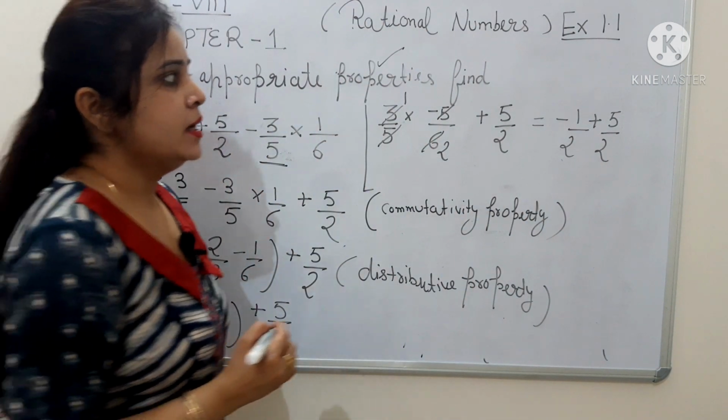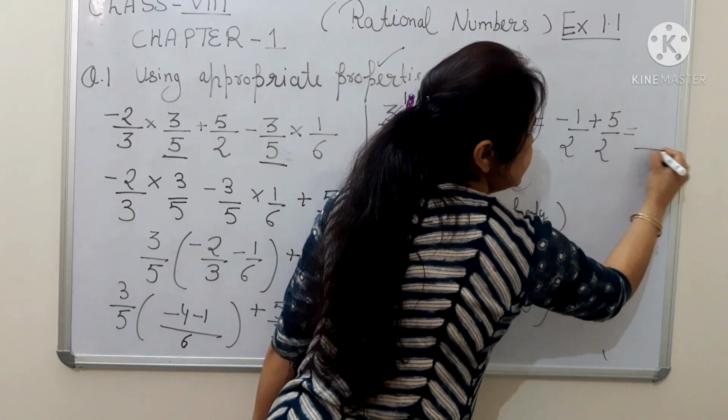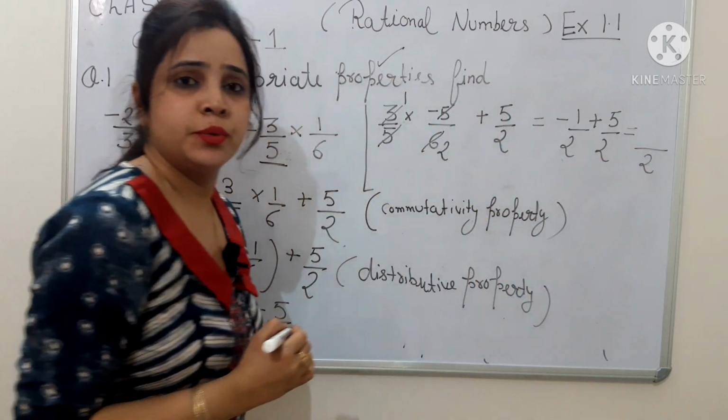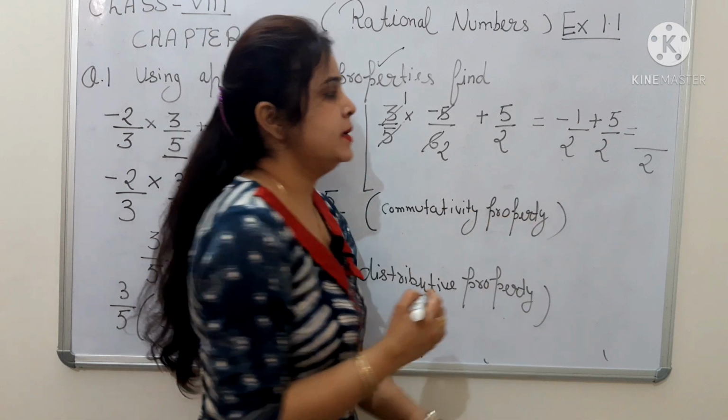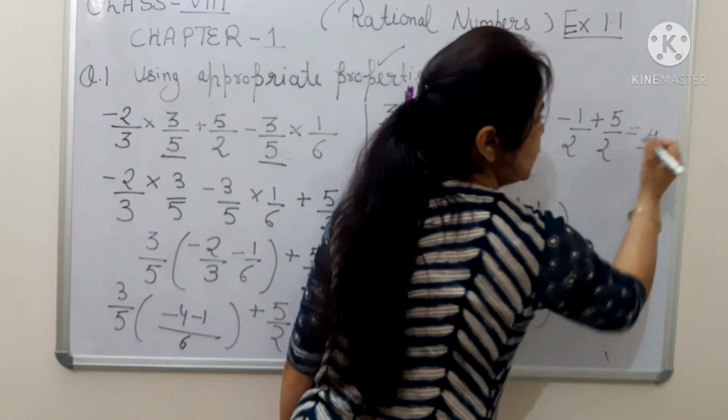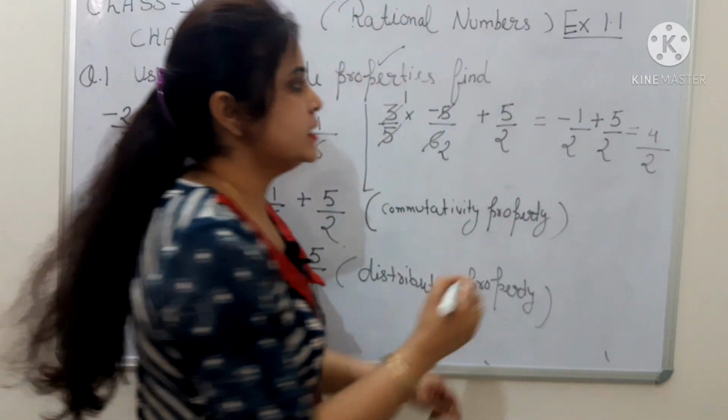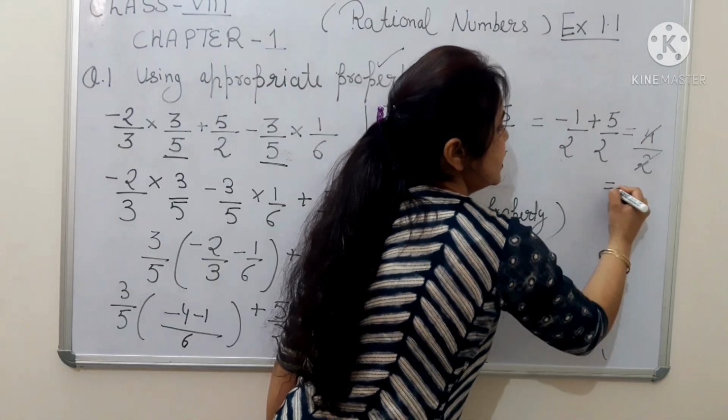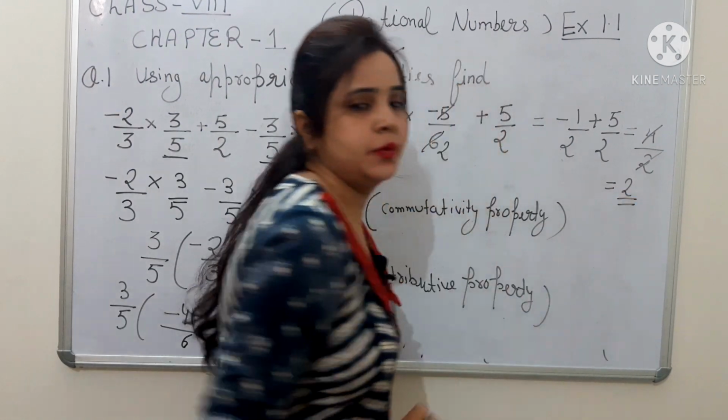Is it so? Now, the denominator here is 2. Okay. And minus 1 plus 5 is what? That is 4. So further you can cut it and you are getting your answer as 2.